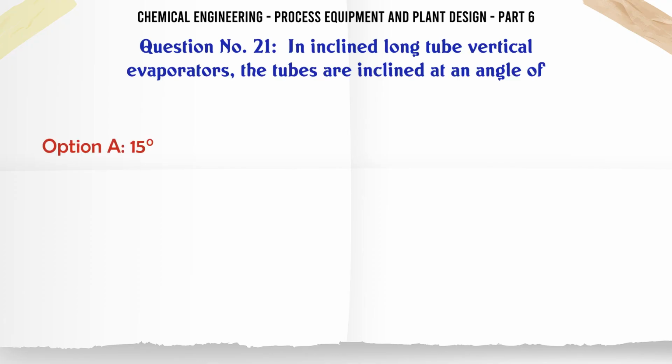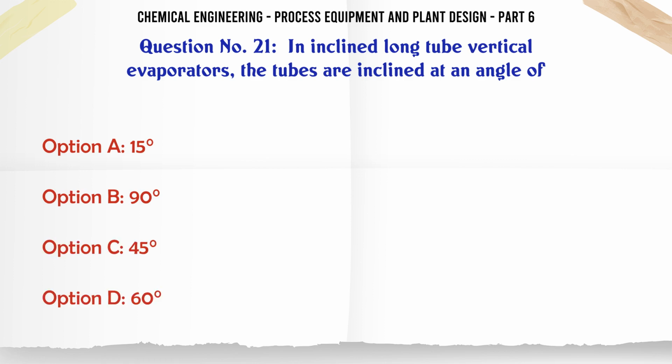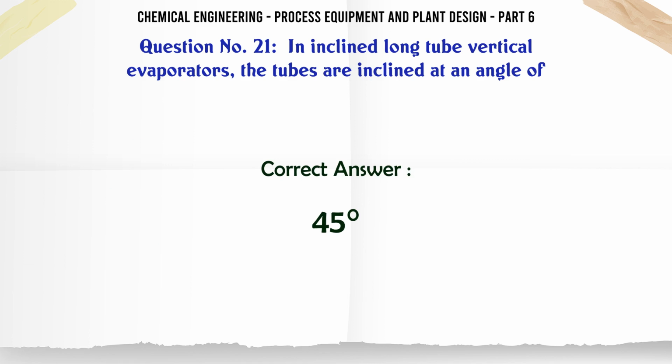In inclined long tube vertical evaporators, the tubes are inclined at an angle of A. 15, B. 90, C. 45, D. 60. The correct answer is 45.